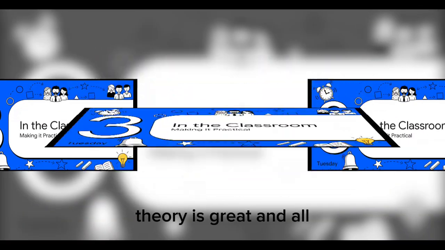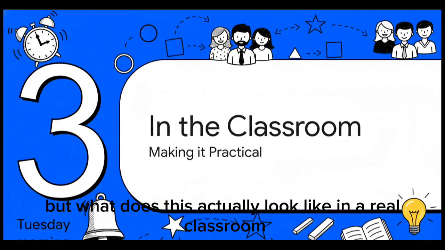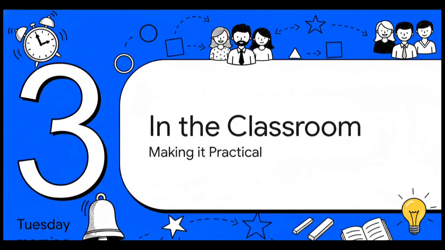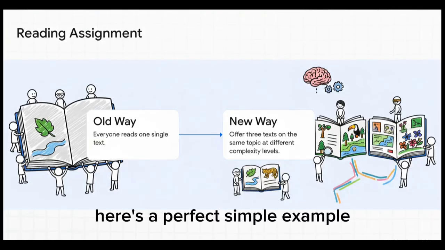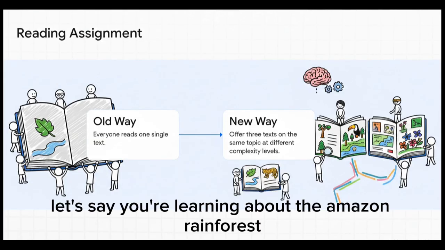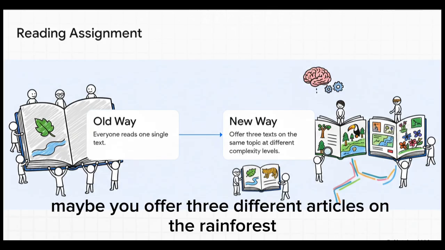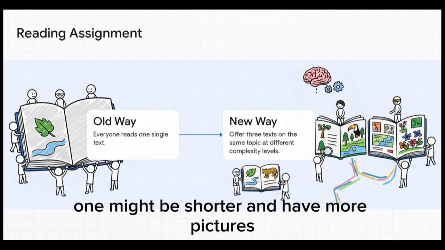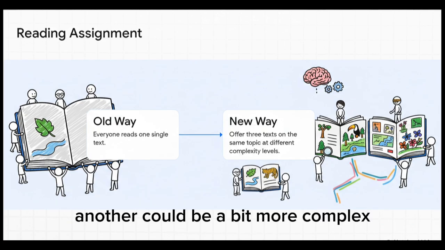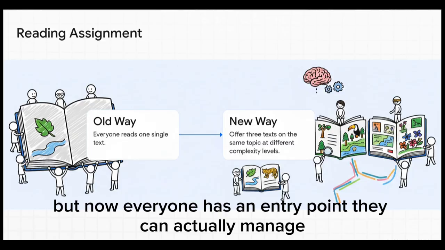Okay, theory is great and all, but what does this actually look like in a real classroom on a Tuesday morning? Let's make it practical. Here's a perfect, simple example. Let's say you're learning about the Amazon rainforest. The old way? Everybody reads the exact same article. The new way? Maybe you offer 3 different articles on the rainforest. One might be shorter and have more pictures, another could be a bit more complex. The core topic is the same, but now everyone has an entry point they can actually manage.